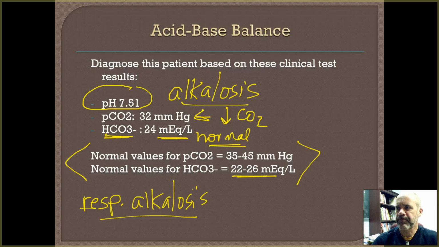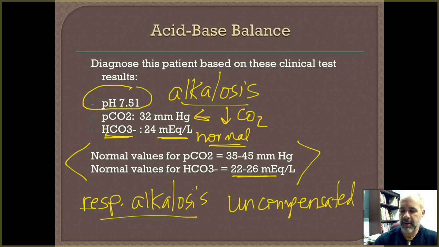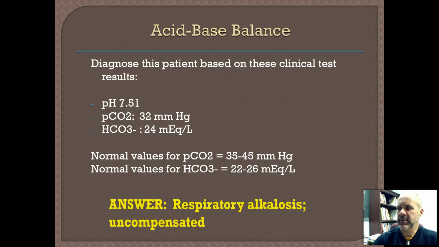The next thing we have to know is, is it compensated, partially compensated, or not compensated? So look at the other value. In this case, it's within the normal range. Bicarbonate ion concentration is adjusted by the kidneys through secretion, and at this point it appears as though the kidneys aren't doing anything because our bicarb levels are within the normal range. So we'll say uncompensated in this particular case.